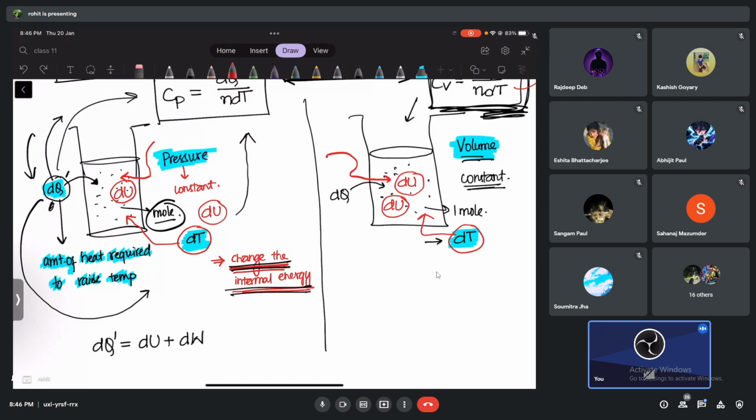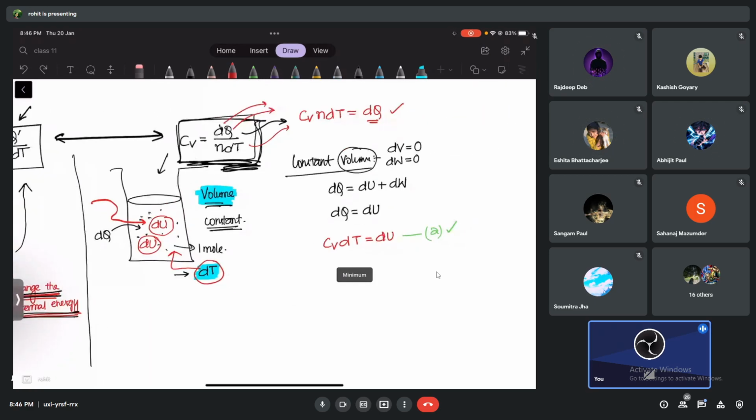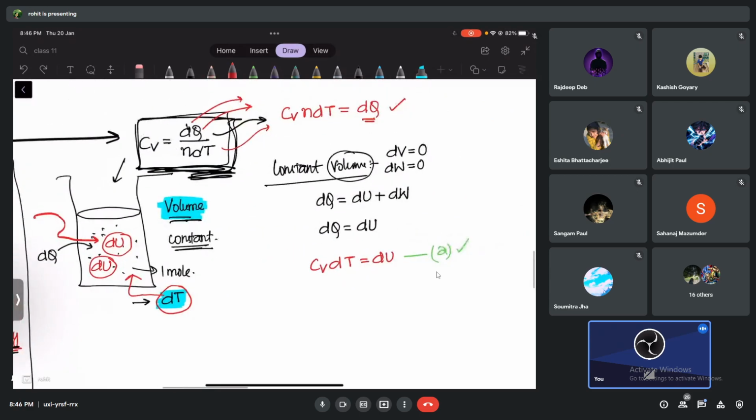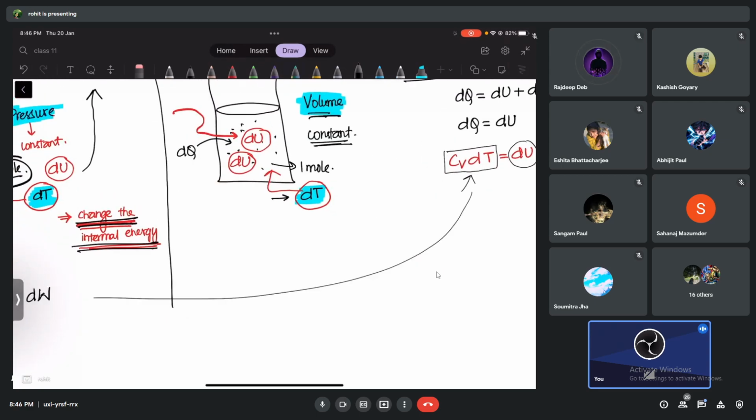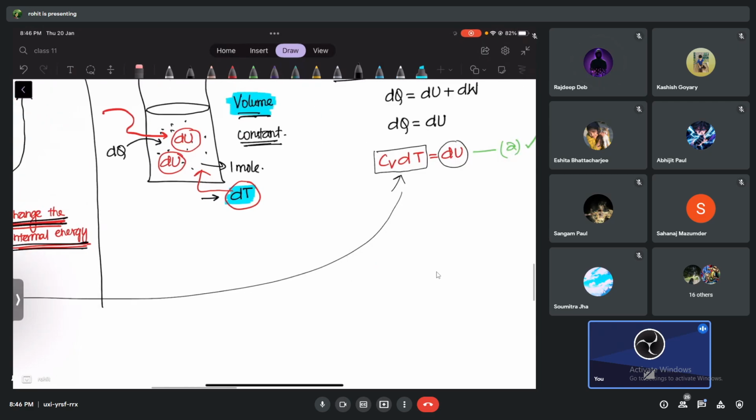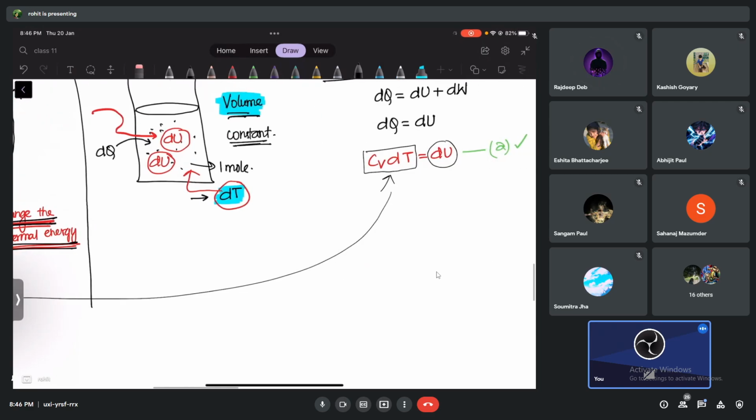I think it makes sense, right, till now? Yes, sir. Okay, so you know what is the advantage? Look at this. Just now we got dU from the volume expression, which is nothing but Cv dT. I can take and use it in this equation because they are same. The dU in the constant volume condition is same as here.